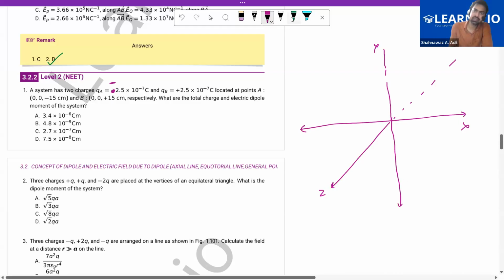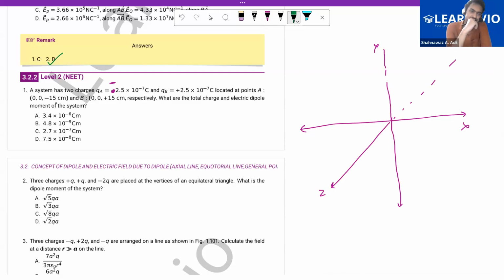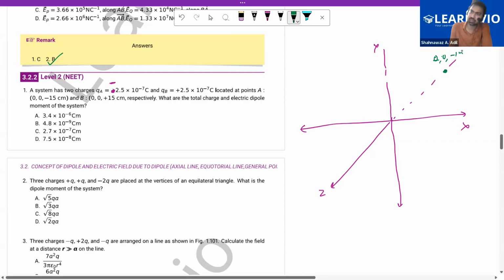Now they're saying that a system has two charges. QA is situated at 0, 0, minus 15 centimeter, right? So where is that point? On the Z axis, minus z. So this is 0, comma 0, comma minus 15 centimeter. This is QA.